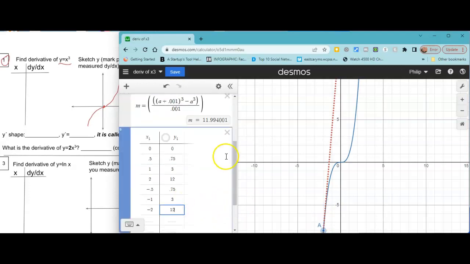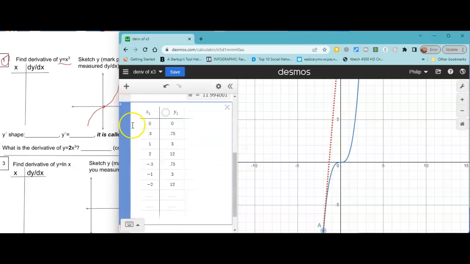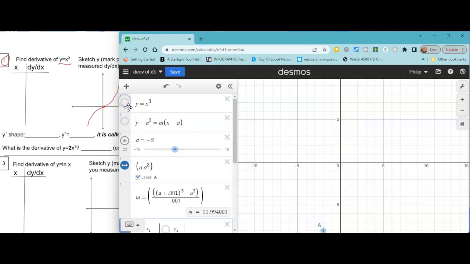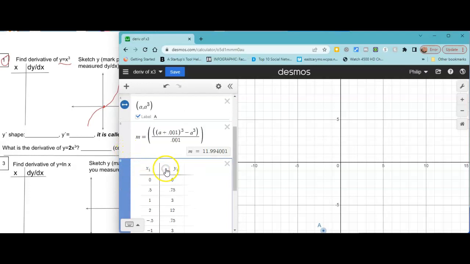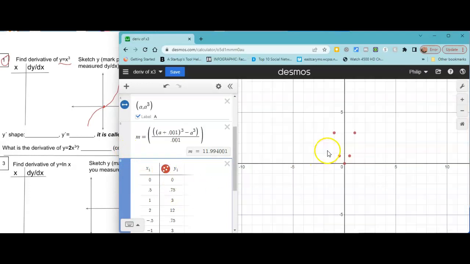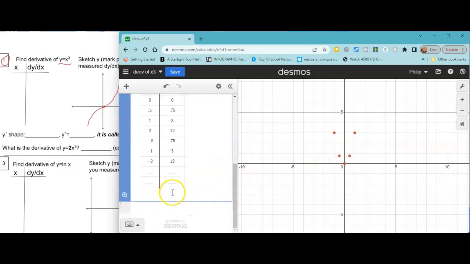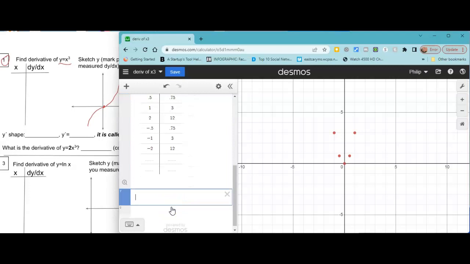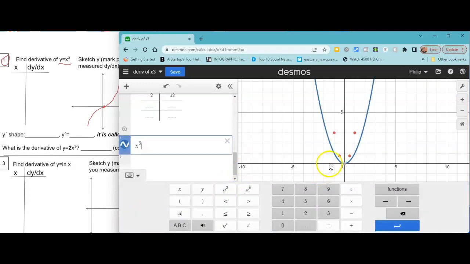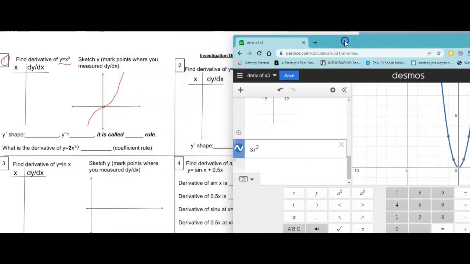Okay. So now I'm going to turn off my original blue function. I'm going to turn off the tangent line, and I'm going to turn on the points that I just collected here. And look, it forms a parabola, doesn't it? And it turns out that the equation of this parabola is not x squared, because it's vertically stretched. How much is it vertically stretched? Well, let's see. Is it 2x squared? No. Is it 3x squared? It is. So it turns out that the derivative of y equals x cubed is 3x squared, which is called the power rule.